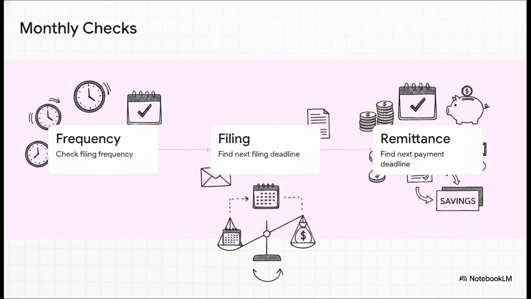1. What is your filing frequency? Are you annual, quarterly, or monthly? 2. When is your next filing deadline? And 3. When is your next remittance deadline? Keep in mind, the day you file isn't always the same as the day you have to pay. If you keep an eye on these dates, and you've been moving your cash into a separate account like we talked about earlier, you are always going to have enough money available.